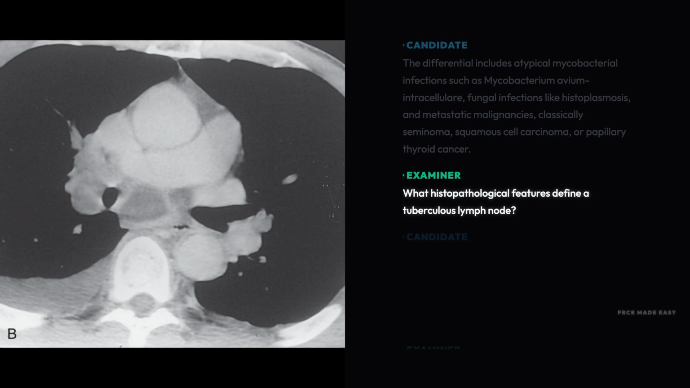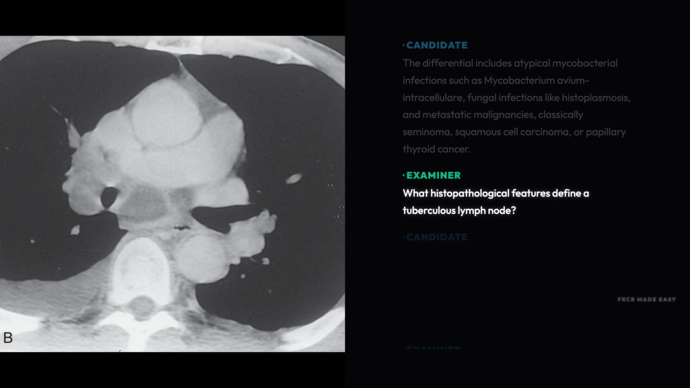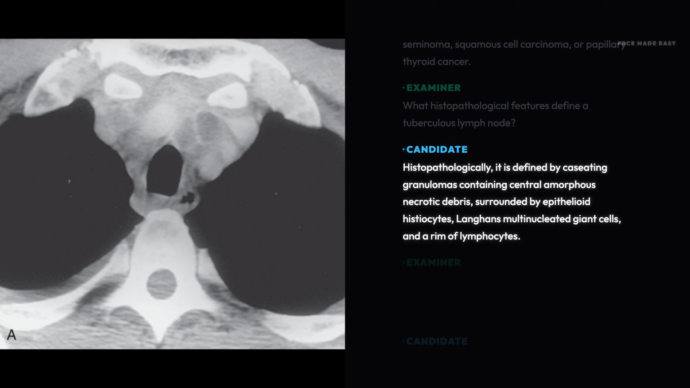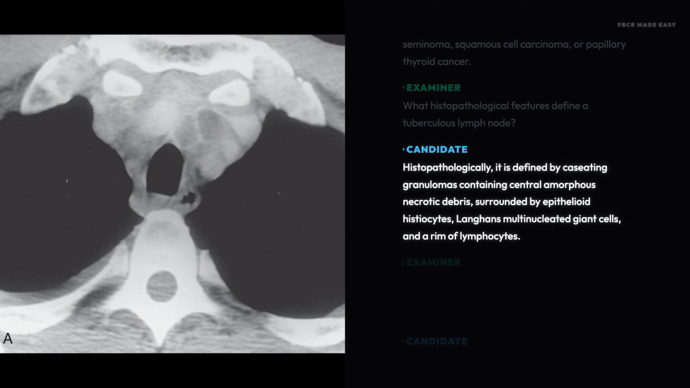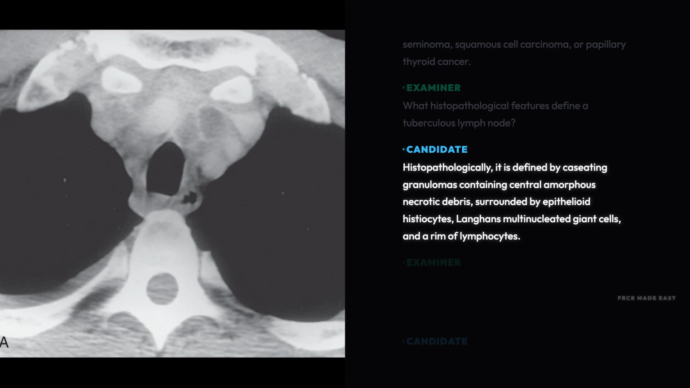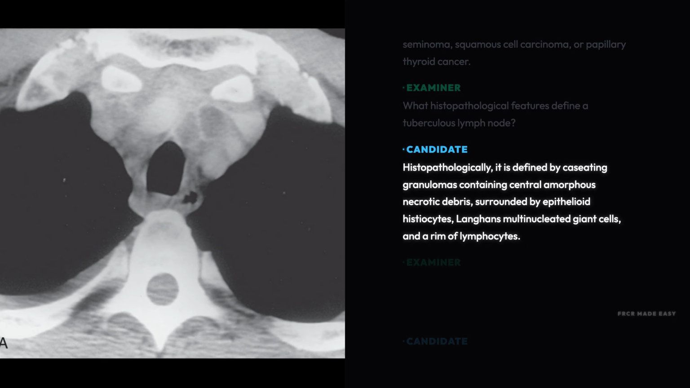What histopathological features define a tuberculous lymph node? Histopathologically, it is defined by caseating granulomas containing central amorphous necrotic debris, surrounded by epithelioid histiocytes, Langhans multinucleated giant cells, and a rim of lymphocytes.